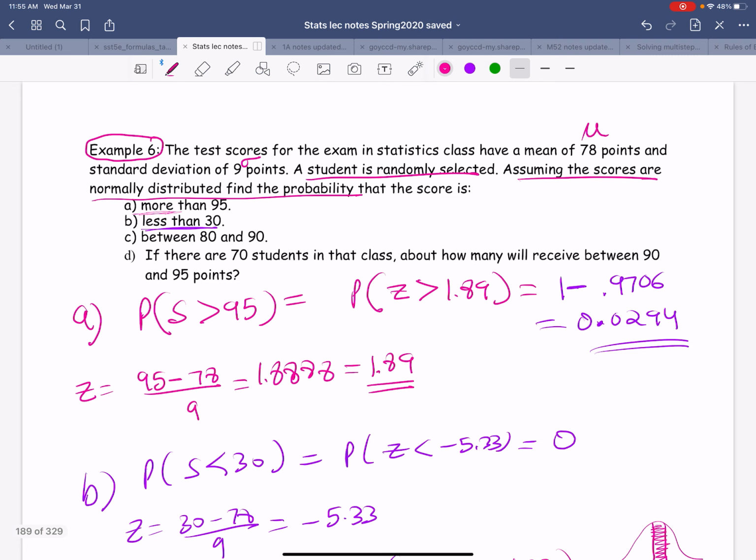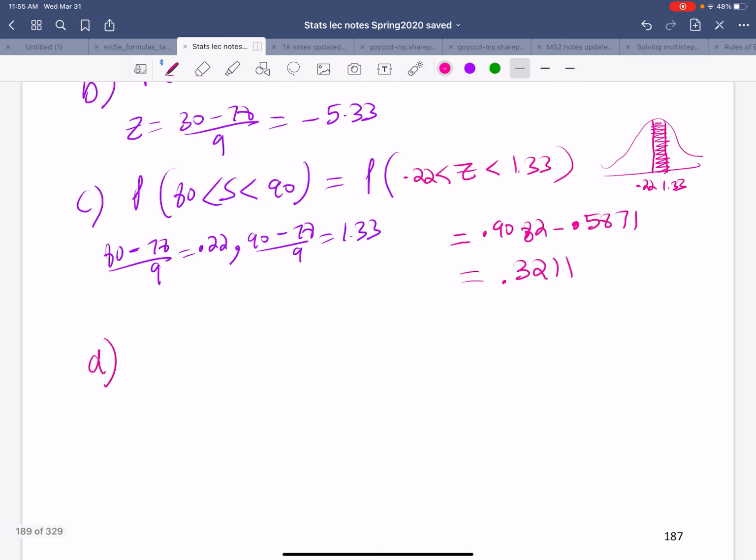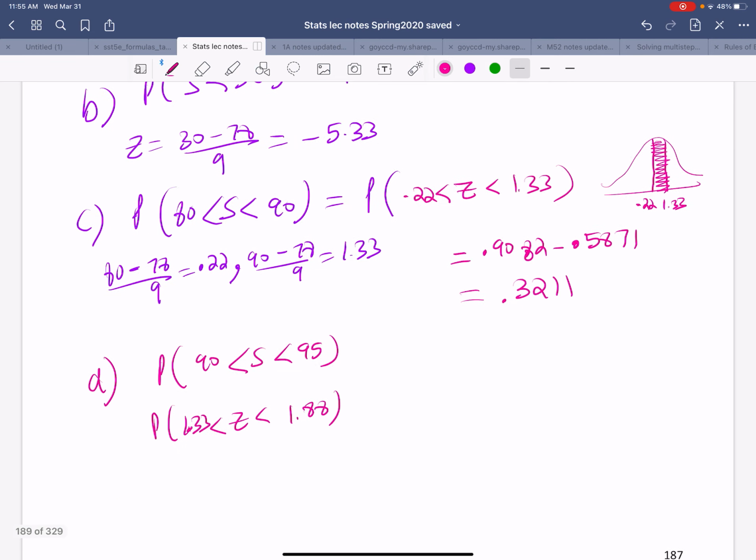Part D: if there are 70 students in the class, about how many will receive between 90 and 95 points? So first I need to find out the probability of somebody having their score between 90 and 95. I need to first find the z-scores for 90 and 95. For 90, we just found out in the last problem, 1.33. For 95, it's 1.89. I think we did that in the first problem.